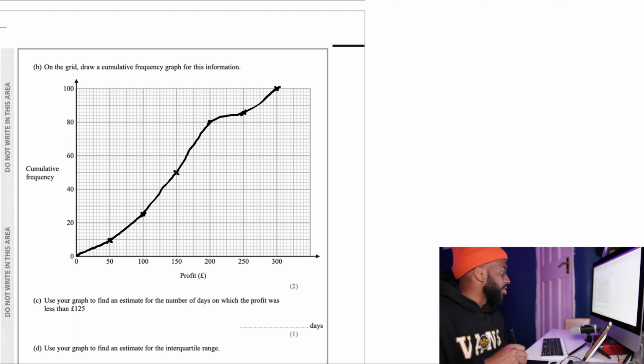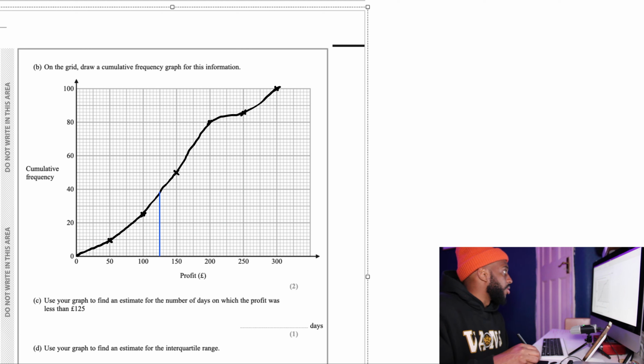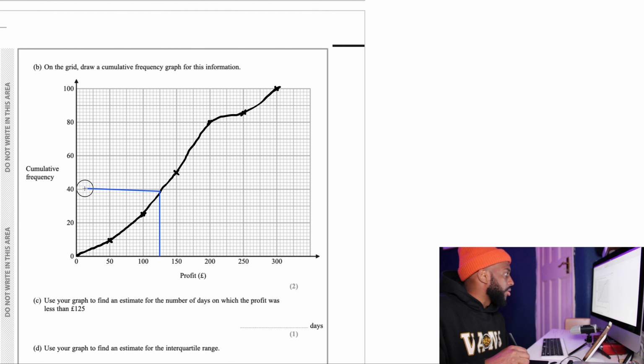The next part of our question, part C: use your graph to find an estimate for the number of days on which the profit was less than 125. Okay, so we're going to go to 125 on the profit on the x-axis. Let me just change the color of the pen. 125, which is going to be in between 100 and 150. We see where it meets the line, and then we go across to the y-axis. So it should meet it around there.